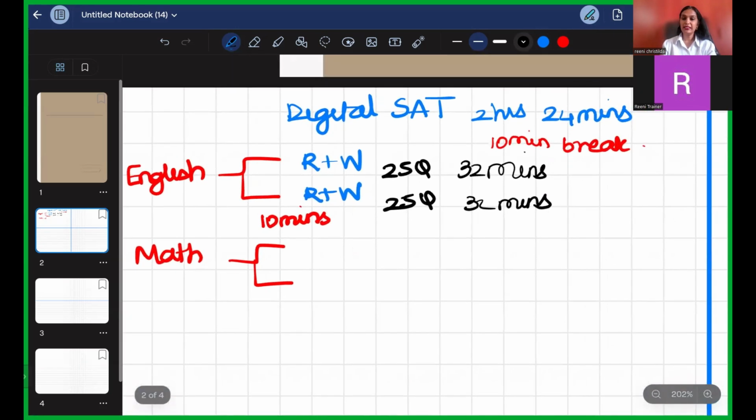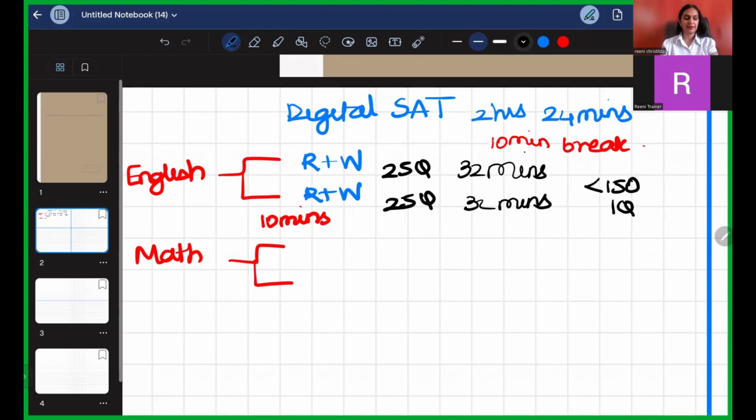Earlier SAT had a separate reading module, a separate writing module. You had massive passages in the reading module with a lot of questions. But now, luckily, the number of words per passage has been reduced to less than 150. And there's just one question per passage.